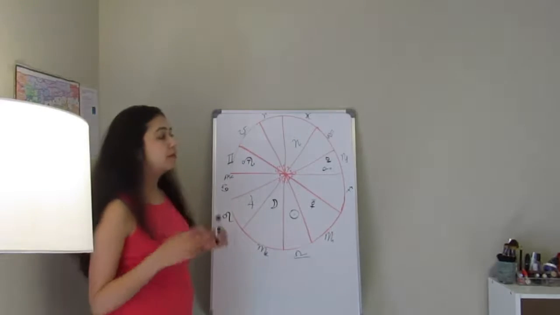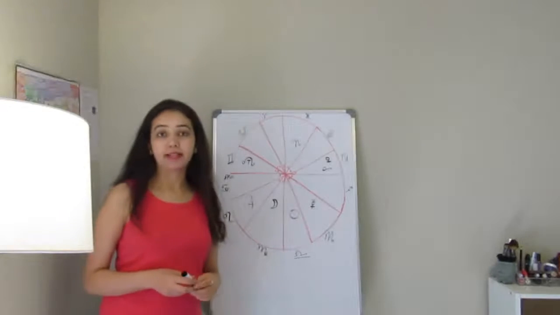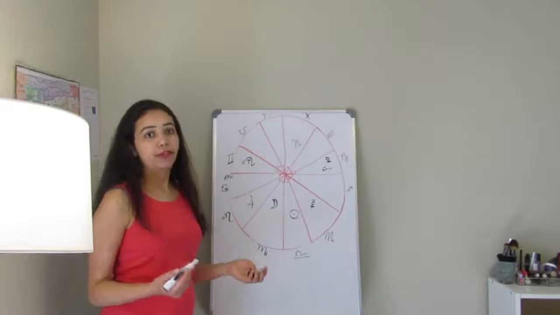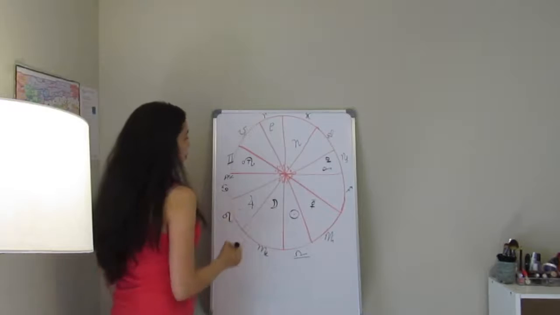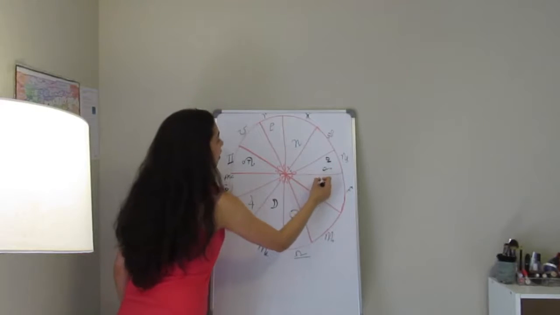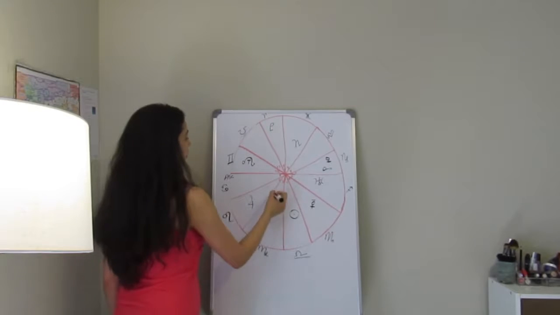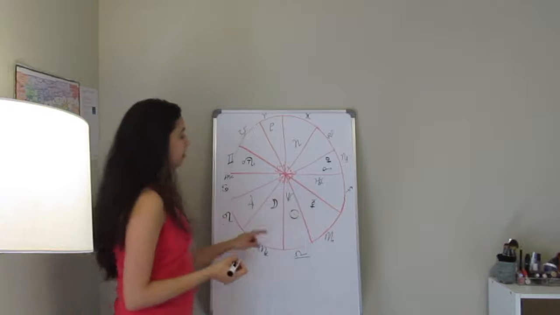Western astrology also considers the outer planets like Pluto, Uranus, and Neptune. So they do have Pluto, Uranus, and Neptune. The symbols for them are like this. For example, this is Pluto, this is Uranus, and maybe in the fourth house I can keep Neptune. This is Neptune.